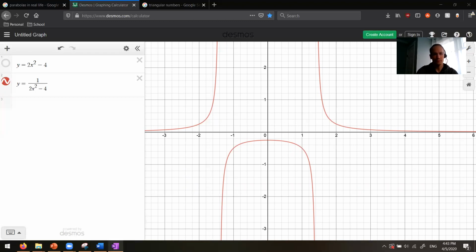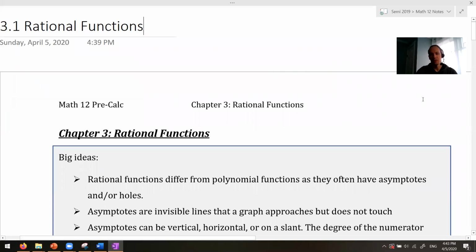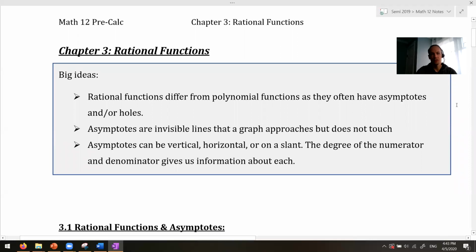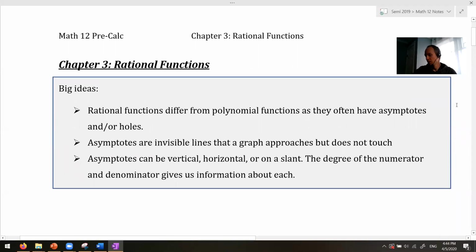Chapter 3, Rational Functions. Let's take a second look at the big ideas here. I write these down just because I want you to have an idea of the key things that we want to look at as we're moving through this, but there's going to be lots of information. So the big key idea, the main one, is rational functions. They're different than polynomial functions. We just spent all that time looking at polynomials, but now we're looking at rationals. What we're going to see happening here is we're going to get asymptotes and holes.